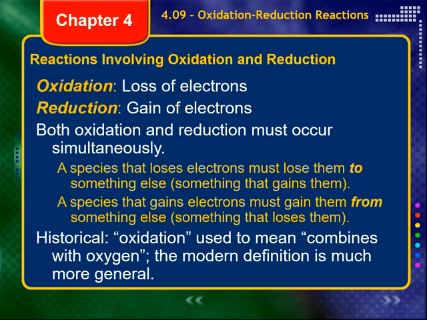Historically, oxidation used to mean combines with oxygen. That's why it has that base oxy, because that's how it was first studied, before the actual transfer of electrons was understood or even known to exist. The modern definition is much more general: the loss of electrons, gain of electrons.